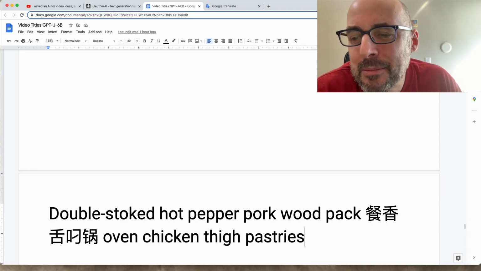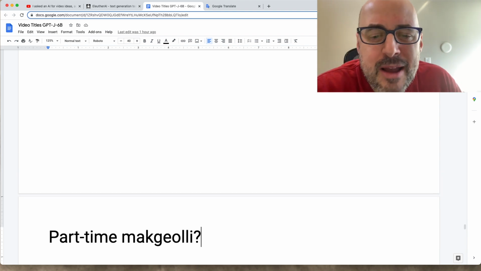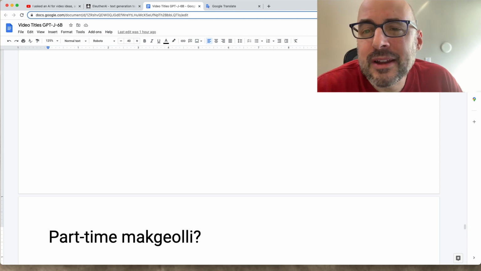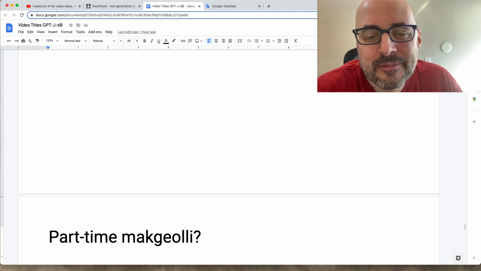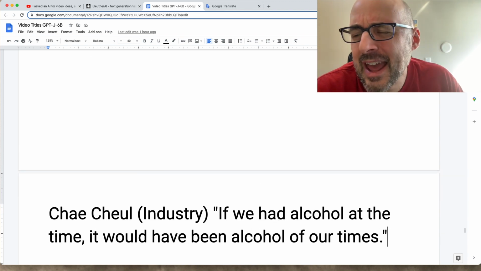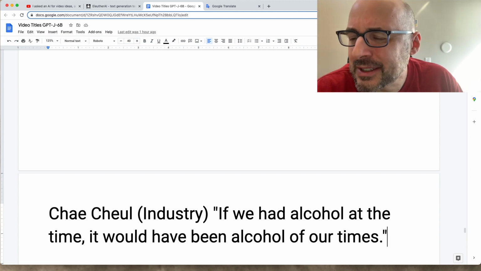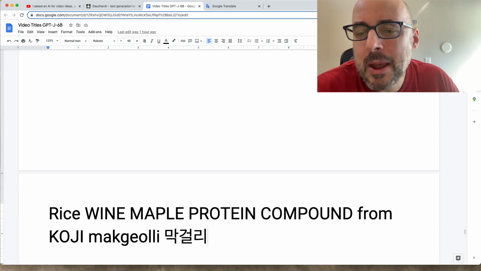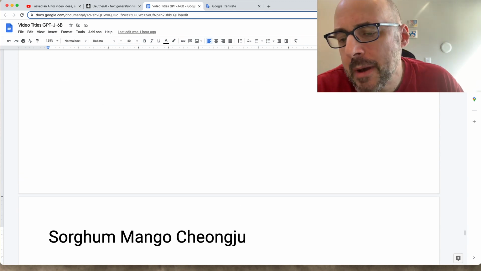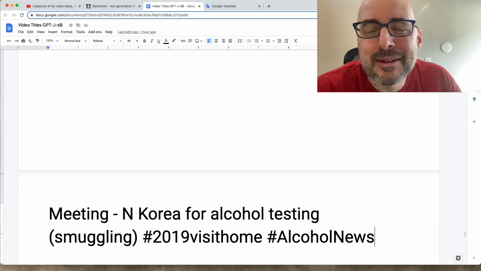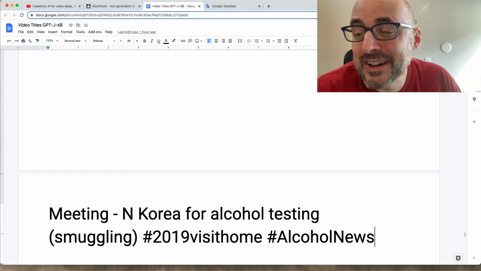Double stroked hot pepper pork wood pack. Part-time makgeolli. You don't want a full-time hobby. Just do part-time makgeolli. If we had alcohol at the time, it would have been alcohol of our times. List of things not to do. Sorghum mango Chongju. I'm not going to be smuggling in or out of North Korea.